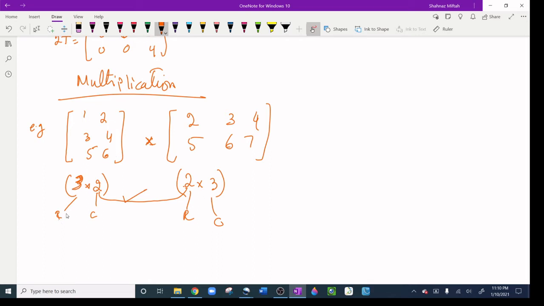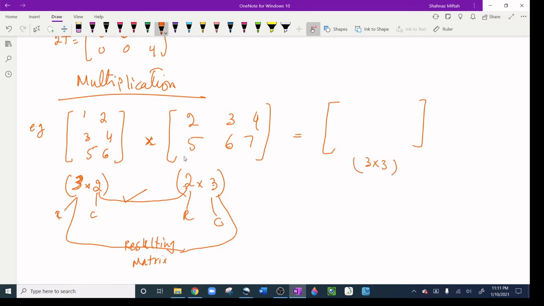What do the 3 and 3 mean? That's the outer row and outer column. These 3 and 3 are going to give me the resulting matrix. What is the resulting matrix? 3 by 3. For example, when I multiply these two matrices, the result is going to be 3 by 3. So what is the size? 3 by 3. The resulting size of these two matrices multiplication is 3 by 3.